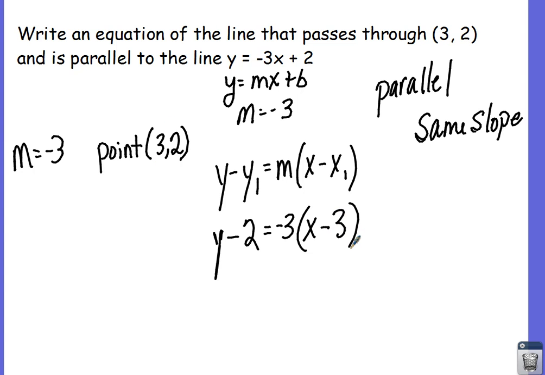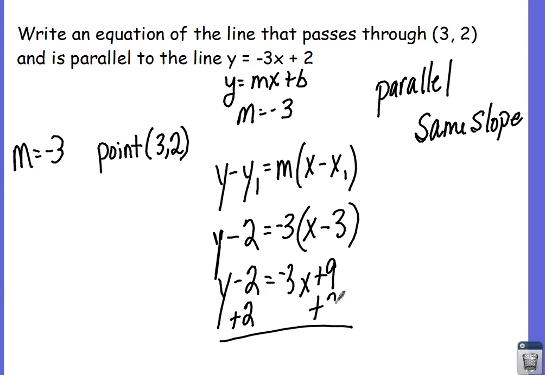Okay, so y minus 2 equals negative 3x plus 9. So I add 2, and y equals negative 3x plus 11.